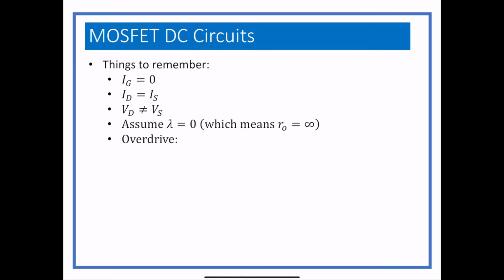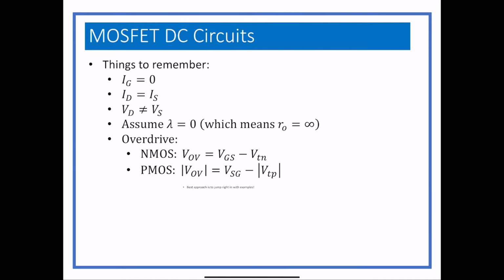As far as overdrive voltage, sometimes it's very useful to solve for that. For NMOS, it's VGS minus V threshold for the N device. And for PMOS, it's the magnitude of the overdrive, the source-to-gate voltage minus the magnitude of the threshold voltage. So in MOSFET circuits that use PMOS, the voltages are just a little different, and we use magnitudes so we don't end up with a bunch of negative numbers.